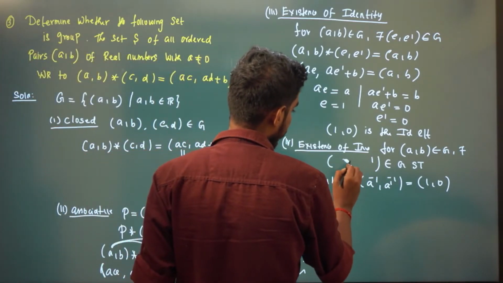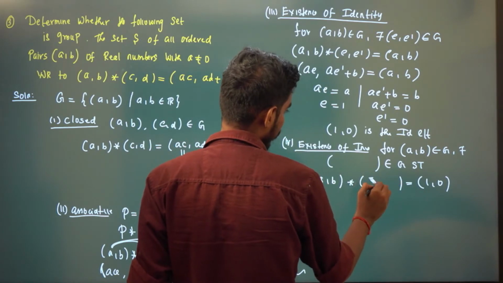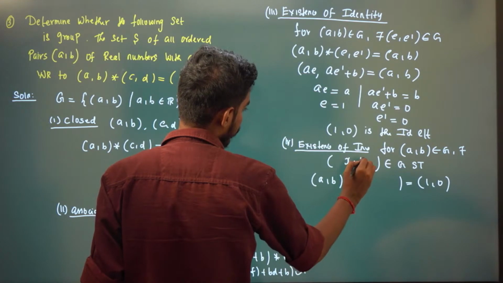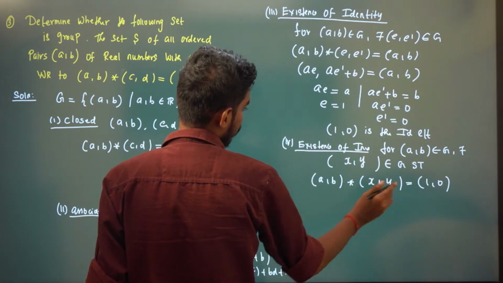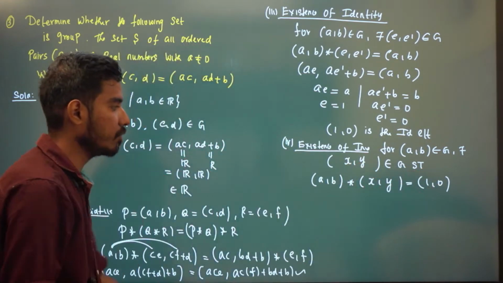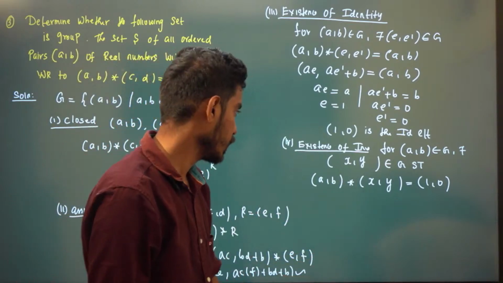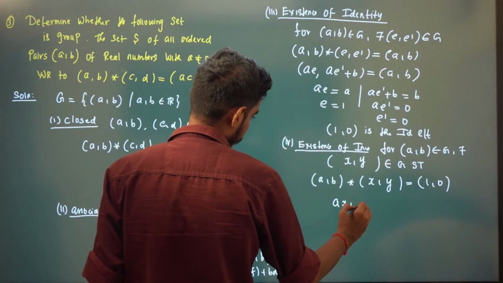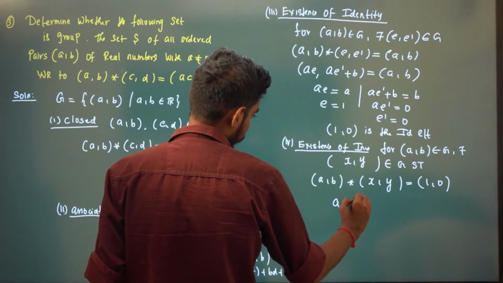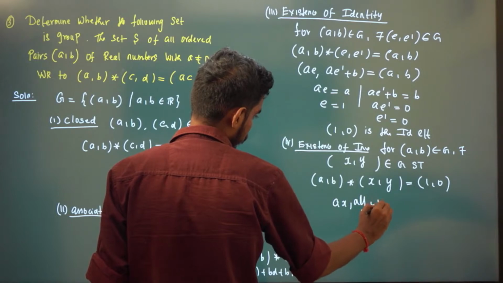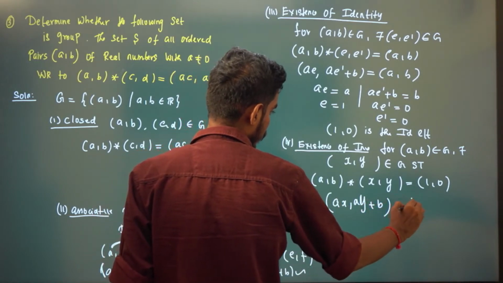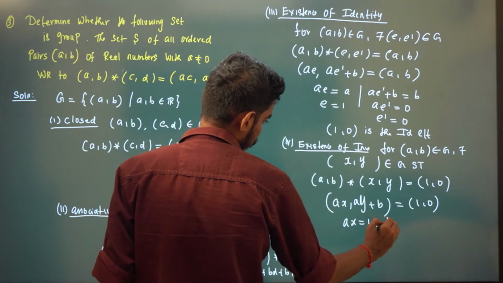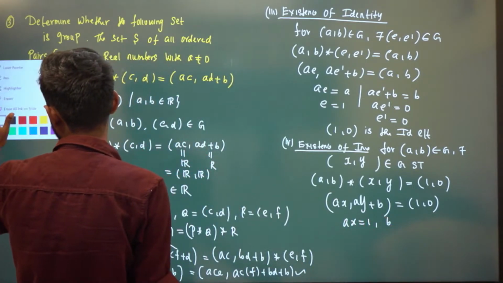You just have to satisfy the definition, right? You just write some (X, Y) such that this into this has to give me (1, 0). That means this (X, Y) is the inverse, right? So that means this is (AX, AY plus B). That means AX is equal to 1, and AY plus B is 0.